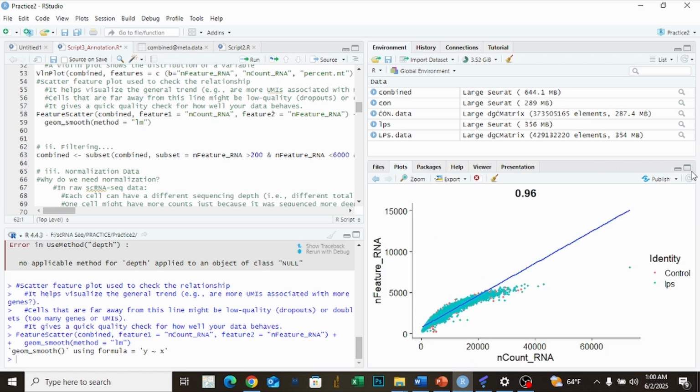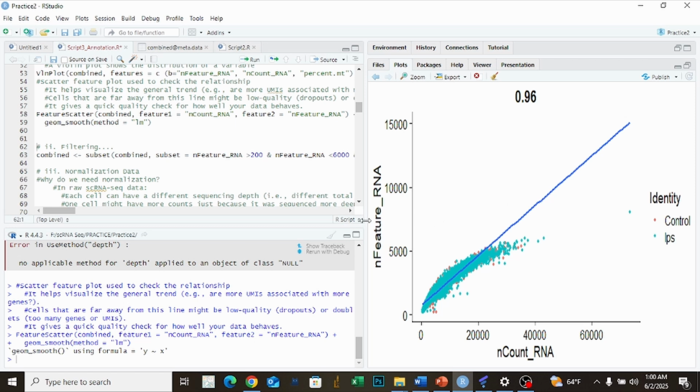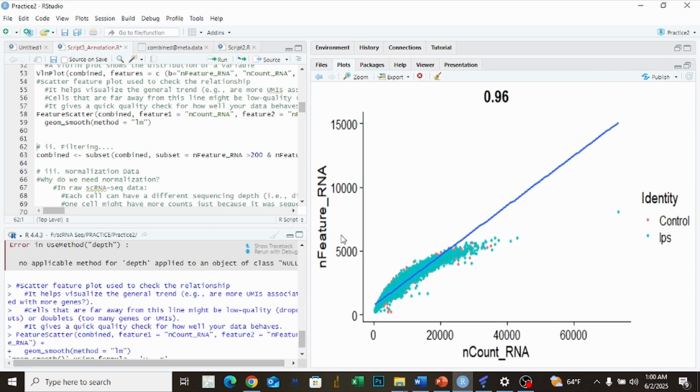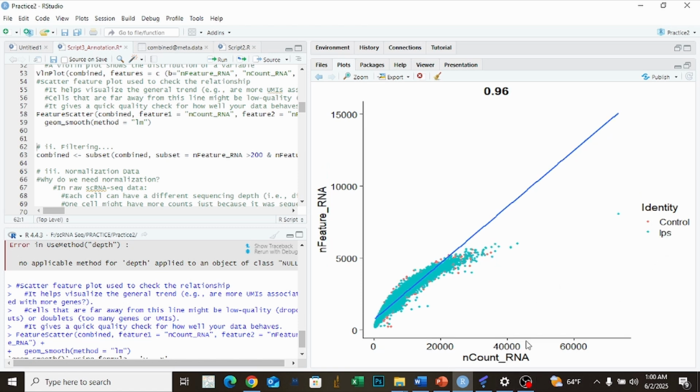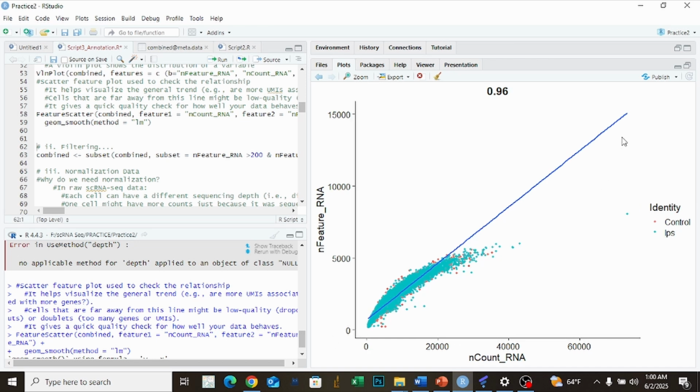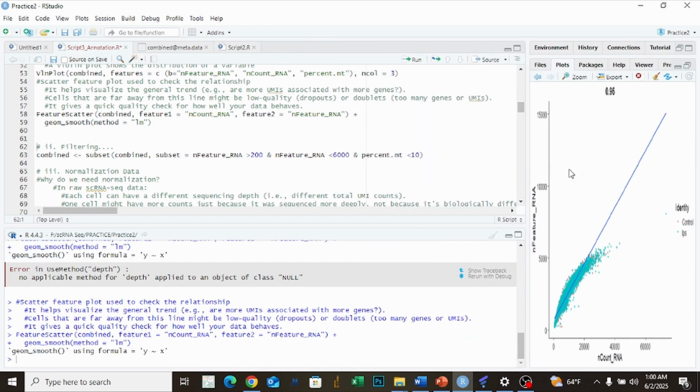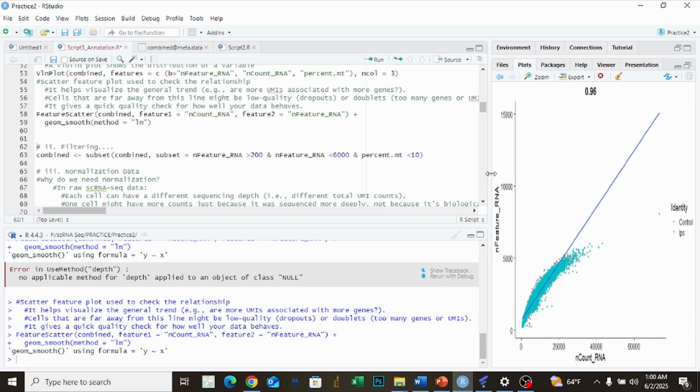Okay, look at this. This scatter plot indicates both groups, control and LPS, with nCount on one axis and nFeature on the other. Our data moves along a straight line, so it indicates good quality data. Good quality data should move along a straight line. After the scatter plot, we have also already visualized nFeature and percent mito.